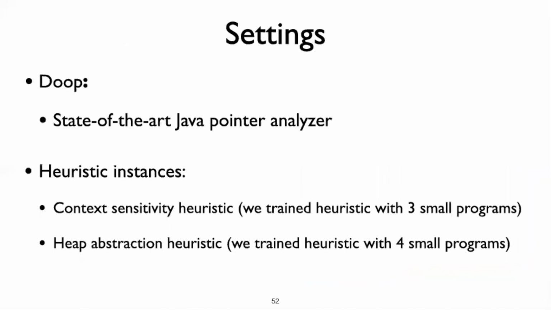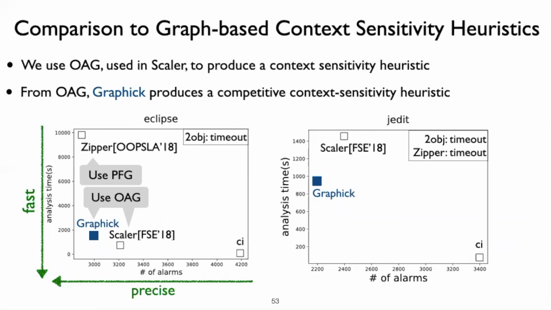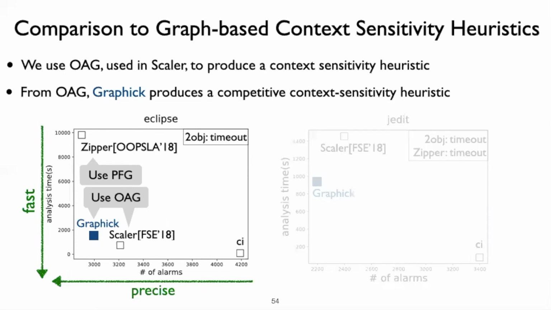In our experiments, we used Doop, a state-of-the-art Java pointer analyzer. We used Graphick to produce context sensitivity and heap abstraction heuristics, which affect performance the most in Java pointer analysis. To show the effectiveness of the learned context sensitivity heuristic, we compare it with existing graph-based heuristics, Scaler and Zipper. Compared to Scaler, Graphick shows better precision with some loss of scalability. Compared to Zipper, Graphick consistently shows far better scalability.